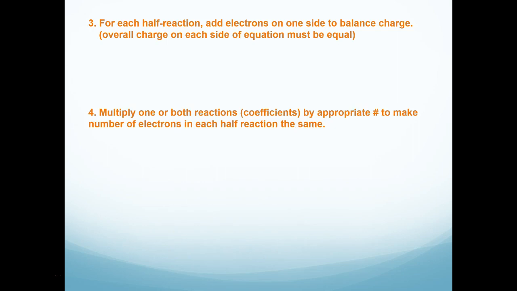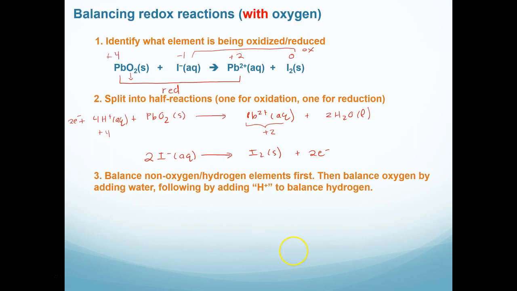Multiply one or both reactions, the coefficients, by the appropriate number to make the number of electrons in each half reaction the same. Okay, so if we go back, it turns out that I have 2 electrons here and I have 2 electrons here, so it's already balanced.